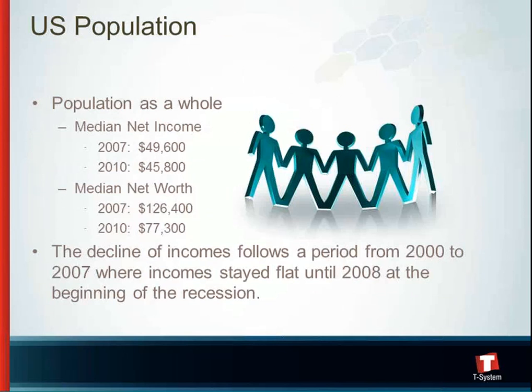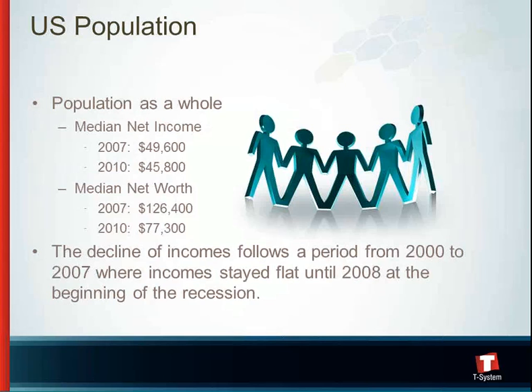With that, I thought I would start with some information a number of you have seen this week in the New York Times and USA Today, with some information from the census. One of the things that we're seeing within the population across the country: the median net income reported this week dropped from $49,600 for a family in 2007 to $45,800 in 2010. The more startling fact was the drop in median net worth of families from $126,400 to $77,300.